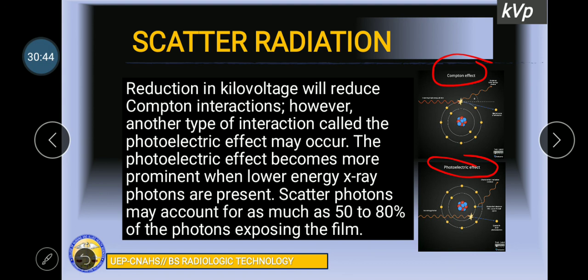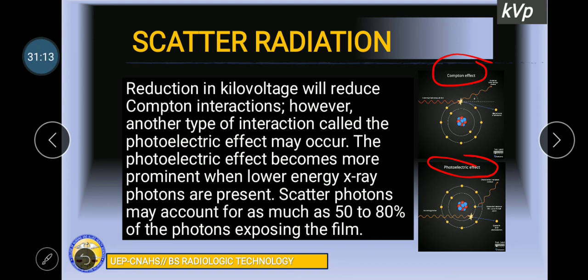So, reduction again in kilovoltage will reduce Compton interactions. However, another type of interaction called the photoelectric effect may occur. So, the photoelectric effect becomes more prominent when lower energy X-ray photons are present. Yung sinasabi ko na nga kanina. For example, sa extremities because we are applying low kilovoltage. So, scatter photons may account for as much as 50 to 80% of photons exposing the film.